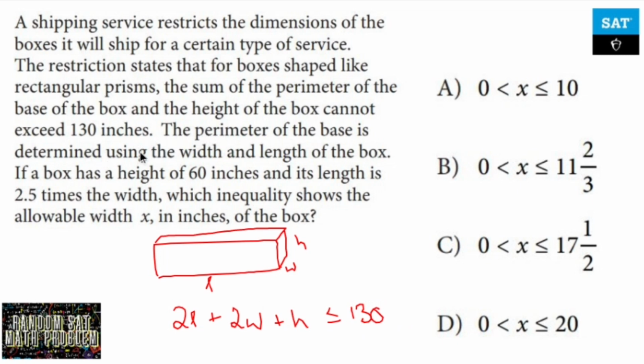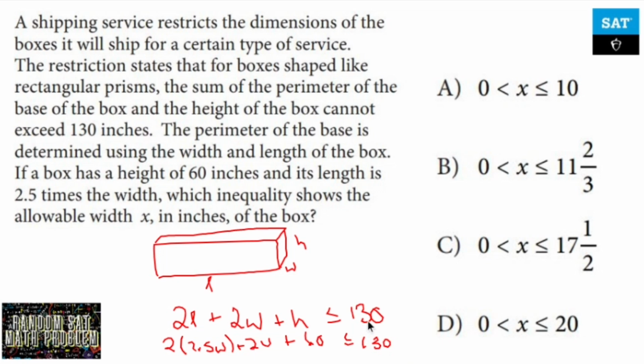The perimeter of the base is determined using the width and the length of the box. If a box has a height of 60 inches and the length is 2.5 times the width, so let's change some things. The length is 2.5 times the width. So now I have 2 times the length, 2.5 times the width, plus 2 widths, and the height is 60, plus 60 has got to be less than or equal to 130.